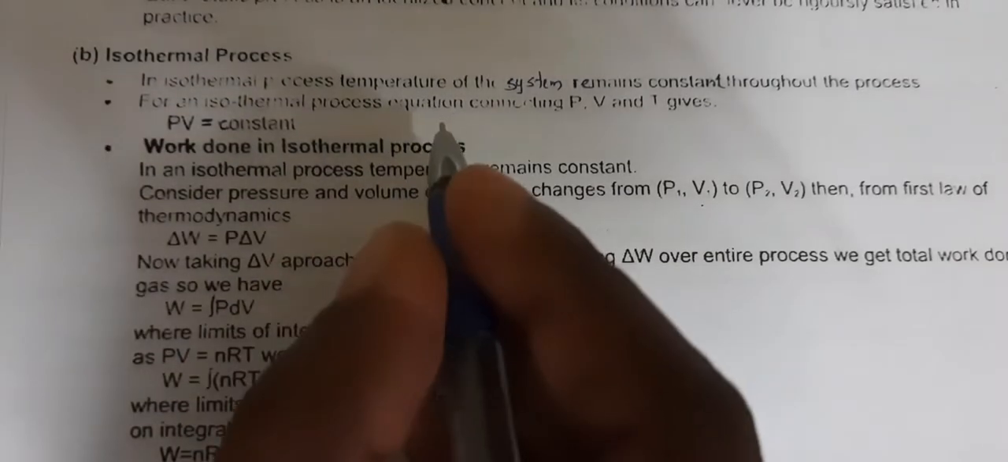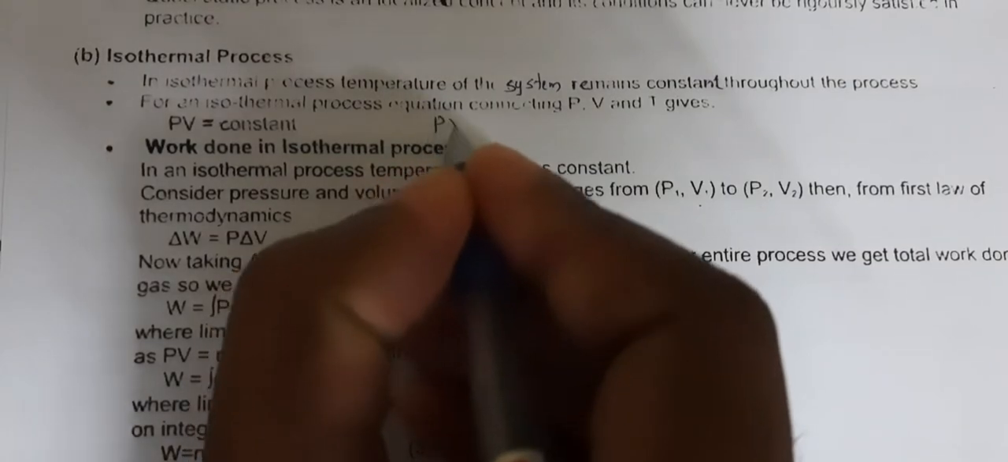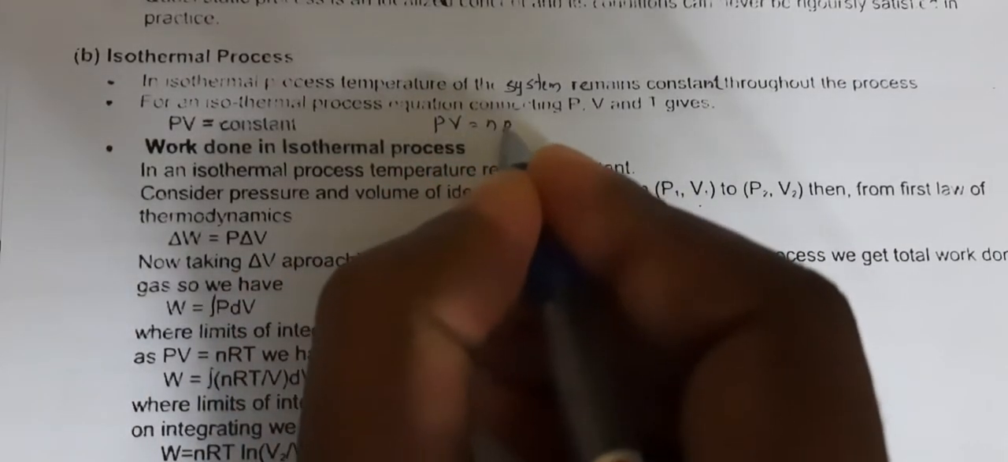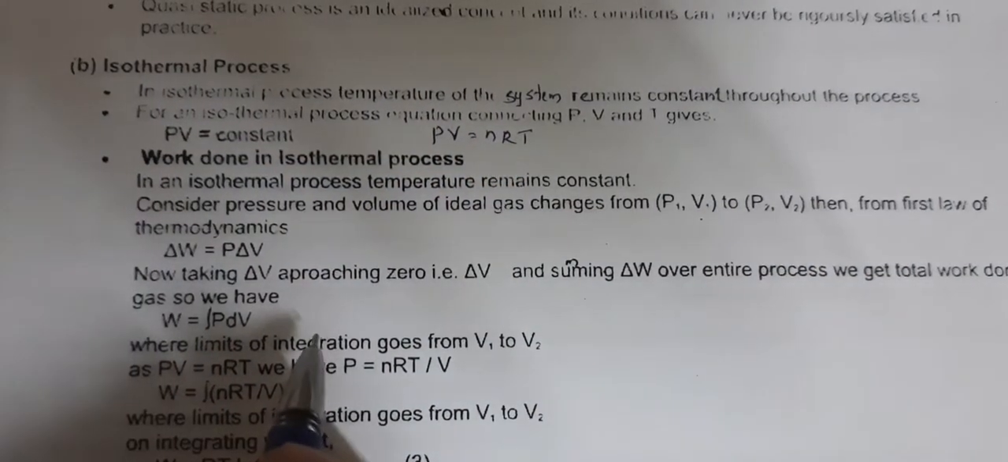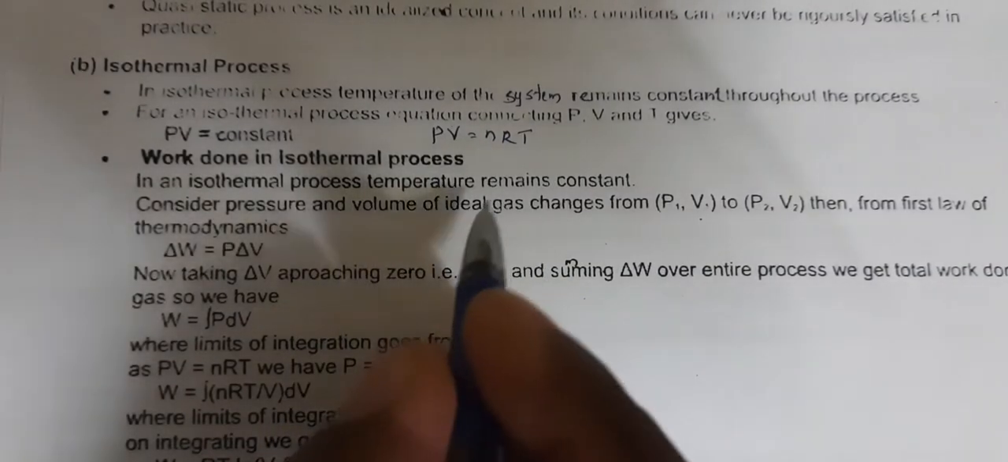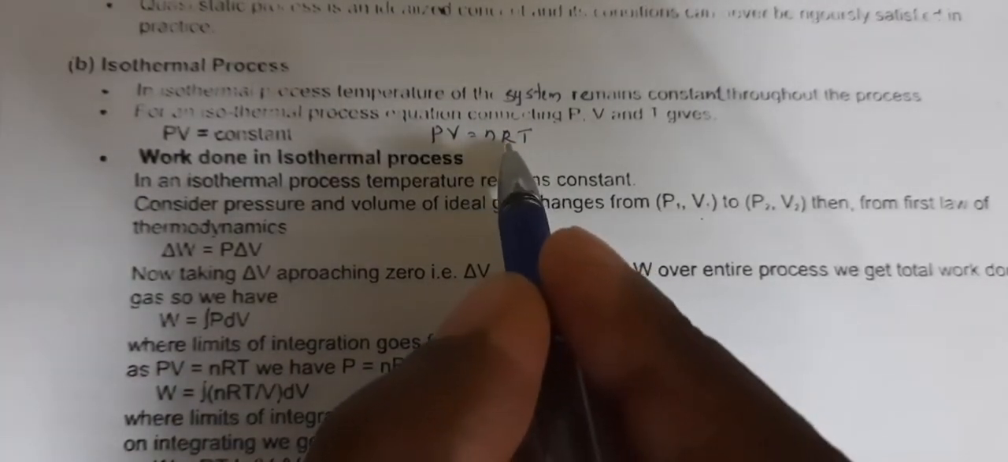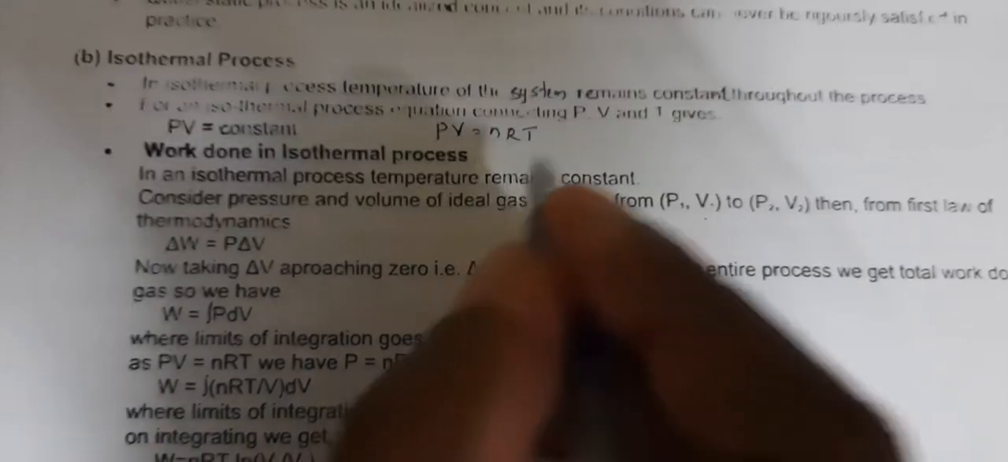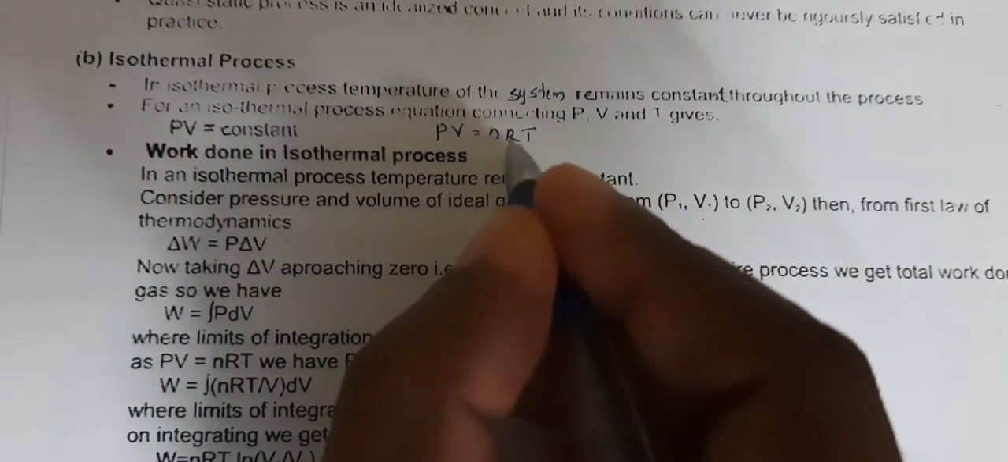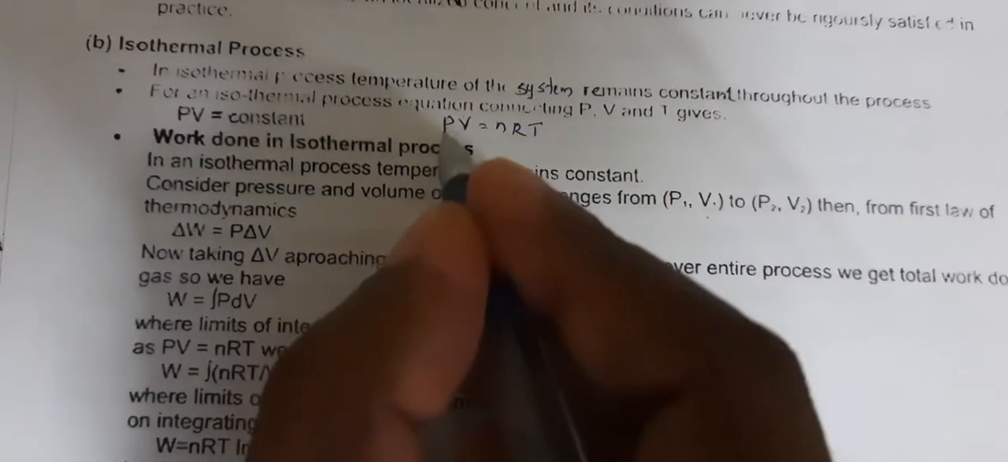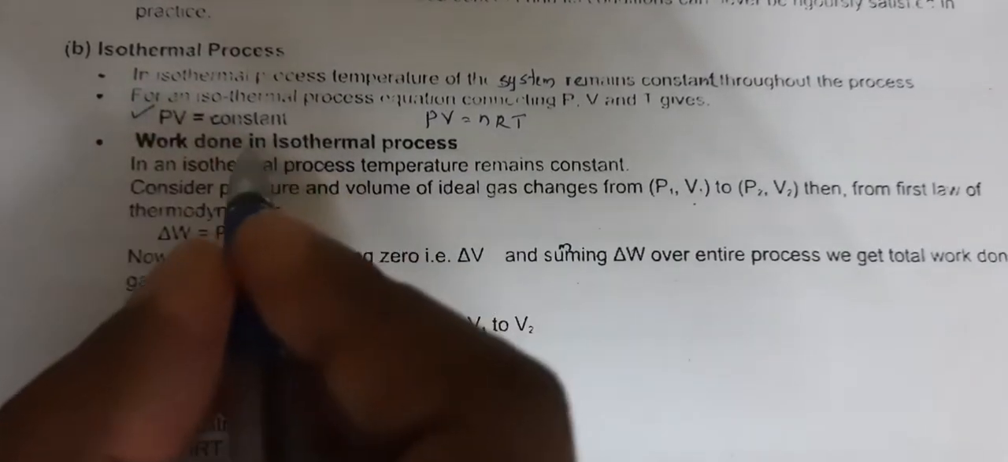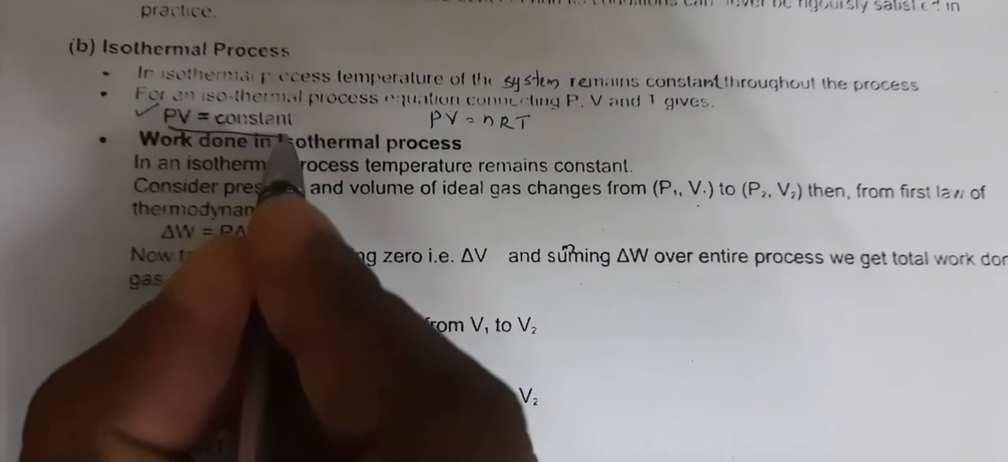How that comes is we have the equation PV is equal to nRT, where n is the number of moles of the particles, R is the gas constant, and T is the temperature. So if n and R are constants already, and if T is constant, this term PV is a constant. That's how we get the equation PV is a constant.